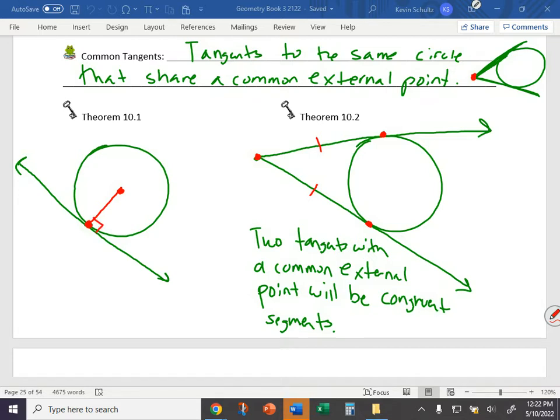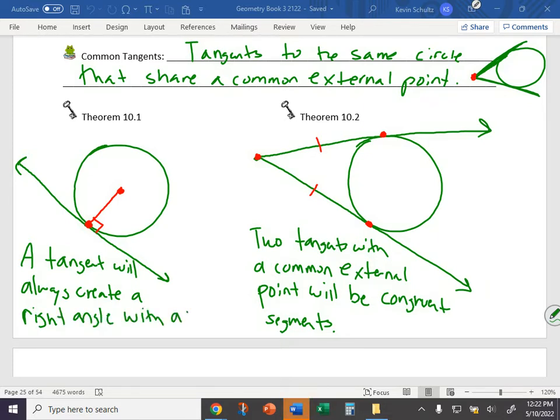Yes! Theorem 10.1 says a tangent will always create a right angle with the radius. I should say a radius, because there are several that can be drawn in there. But a tangent line will always create a right angle with a radius.